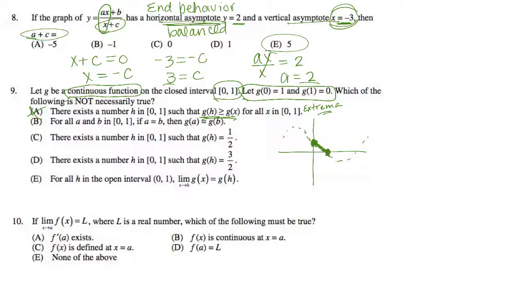Part B, for all a and b in the interval, if a equals b, g at a equals g at b. Well, not necessarily. We don't know that, so they're going to make it sound good, but I don't think that's going to be true.